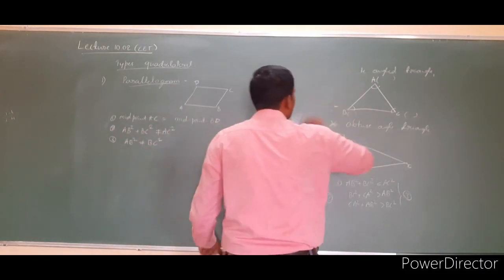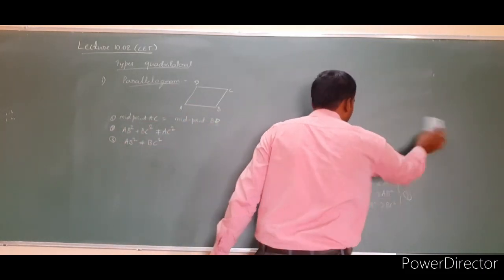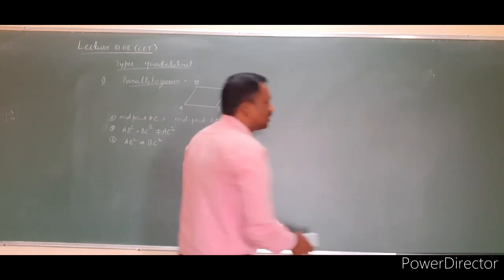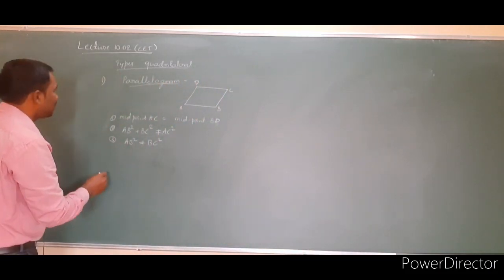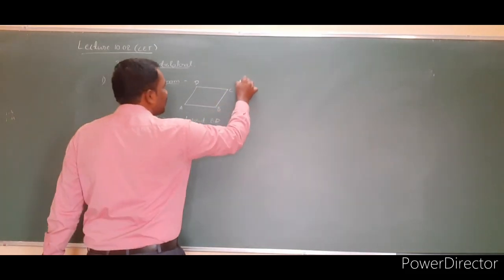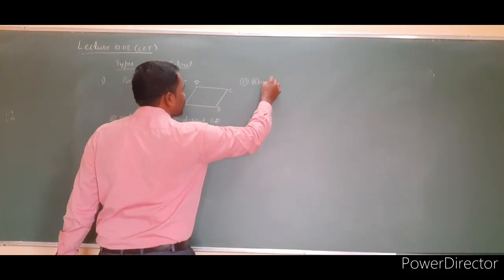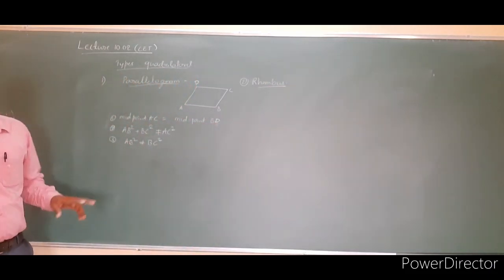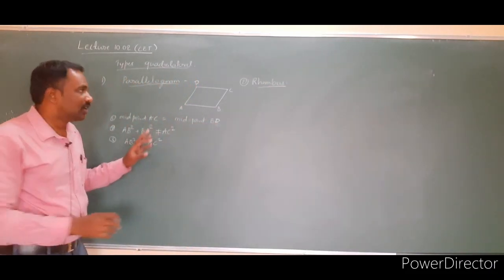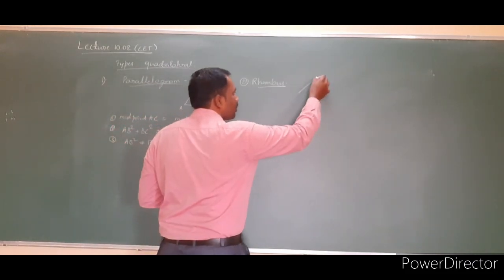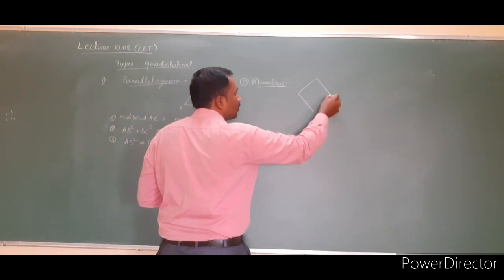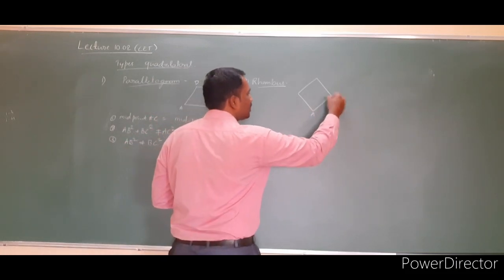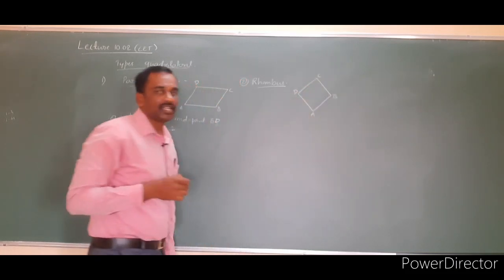Now let's come to the rhombus. When we need to say that a given quadrilateral is a rhombus, it is the same thing. The second one is the rhombus. So we need to conclude that the given quadrilateral is a rhombus. How do you conclude that? Then what is the necessary thing to check?